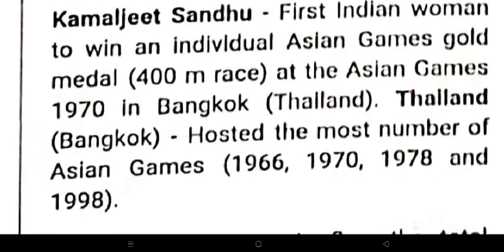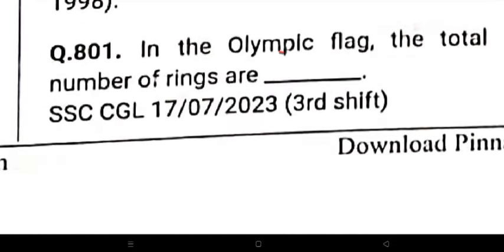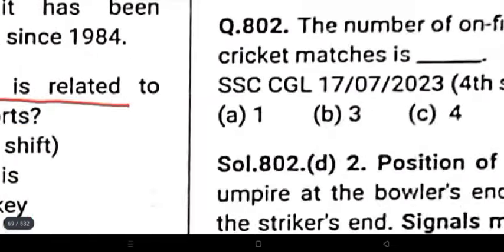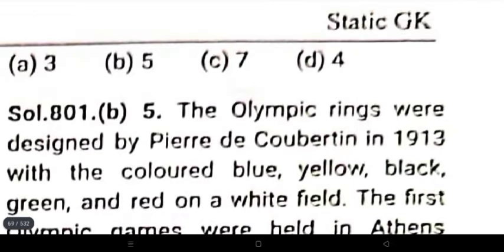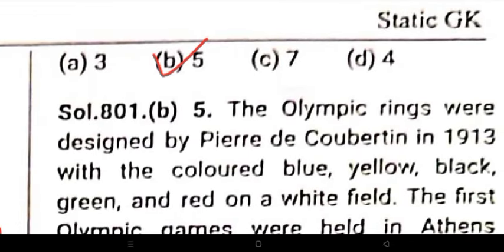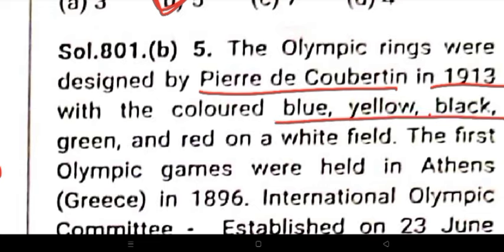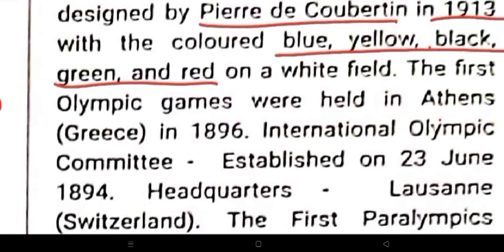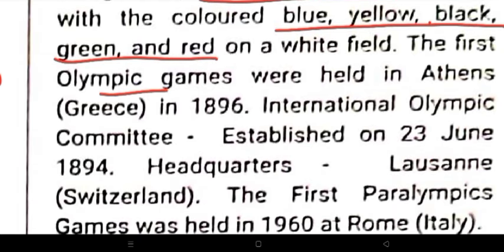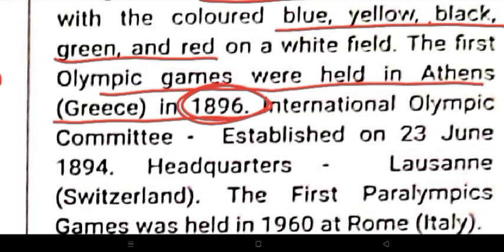Next, in the Olympic flag, the total number of rings is 5. The Olympic rings were designed by Pierre de Coubertin in 1913, with the colors blue, yellow, black, green and red on a white field. The first Olympic Games were held in Athens, Greece in 1896.